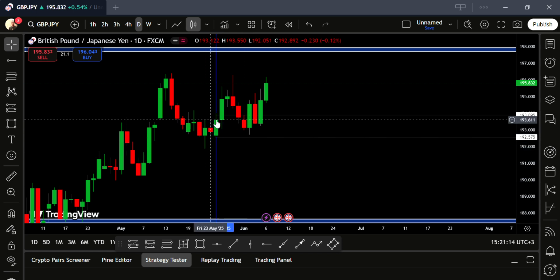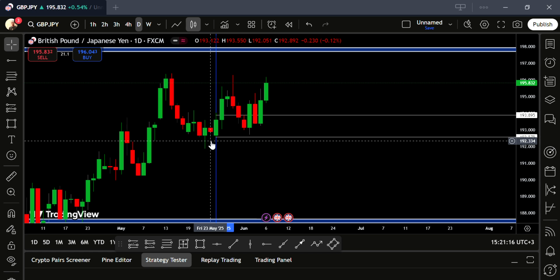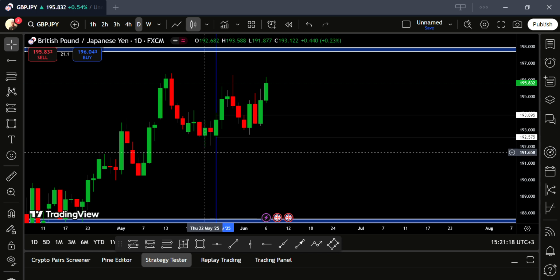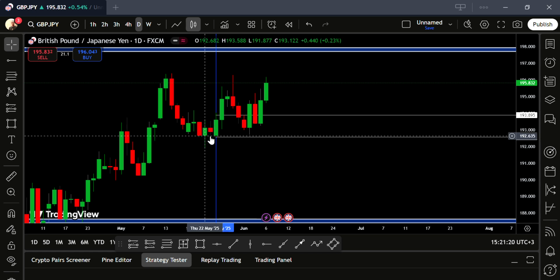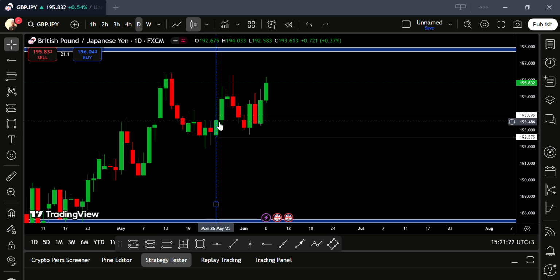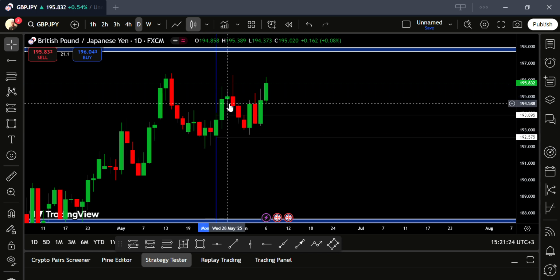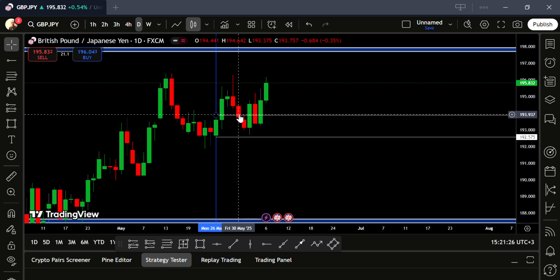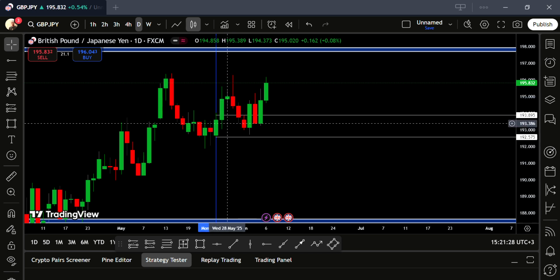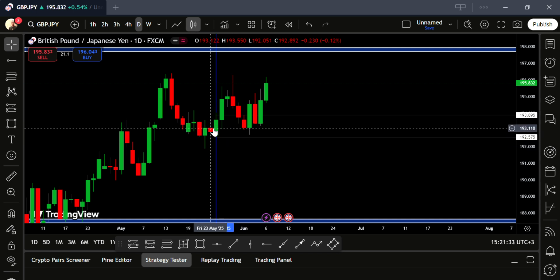a supply zone, and a demand zone down here. What is demand? That is a small area of consolidation before an uptrend or an impulse making an imbalance. So you see a small demand zone here.